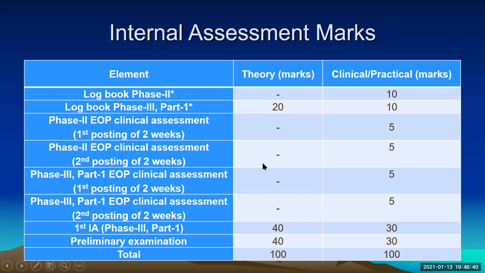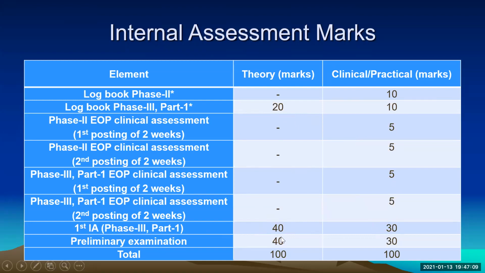So again, it is a clinical practical examination, so there is no question of theory marks being allotted, internal assessment. So I have given 5 internal assessment marks for all the end of the posting exam, for every end of the posting examination. And then first internal examination, it will be of a theory and practical. So theory, we will convert it, whatever paper we are taking 100 marks, 200 marks, we'll convert it into from 40, and practical from 30.